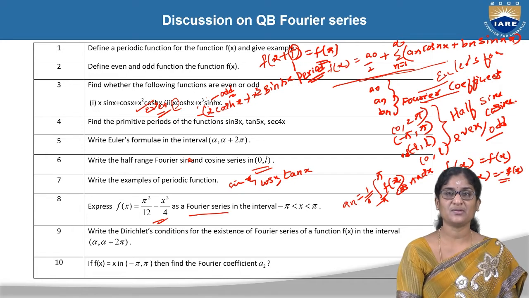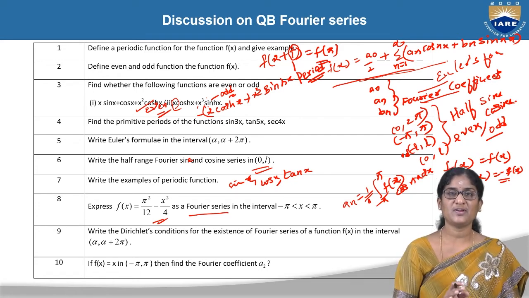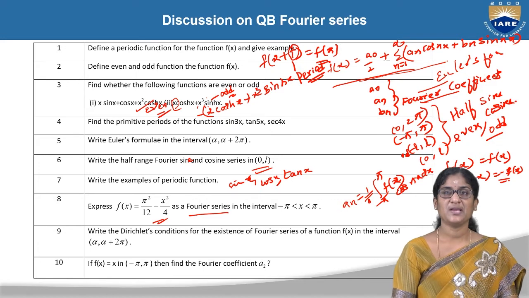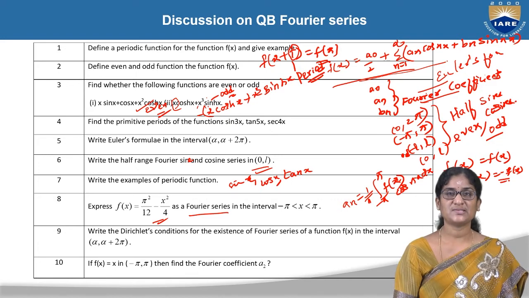Going to the bn value. What is the bn value? Bn value is nothing but 1 by pi integral from minus pi to pi of f of x sin nx dx. So what we need to find here, f of x again you substitute here, then we are going to get 1 by pi integral of pi square by 12 minus x square by 4 sin nx dx. Using integration by parts and again applying the limits, we will get the bn value also.